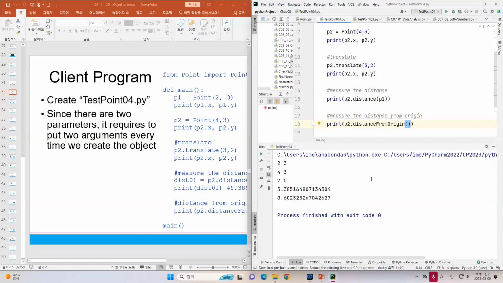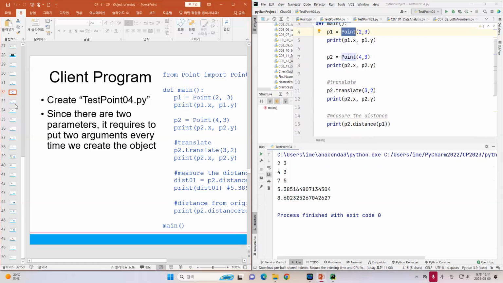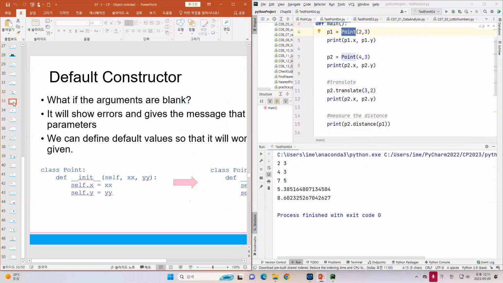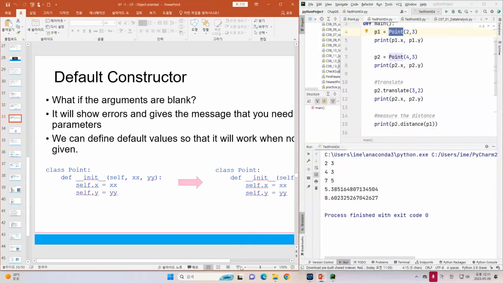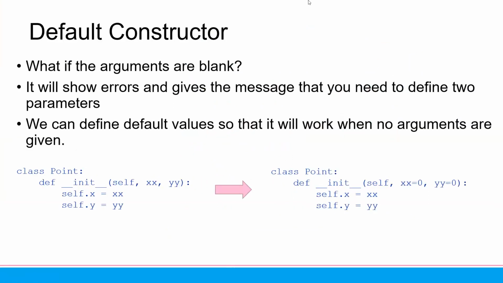So everything is the same, but now you have a constructor. The constructor means you just define the parameters in the class name. Okay. Now, next question. What if the arguments are blank?